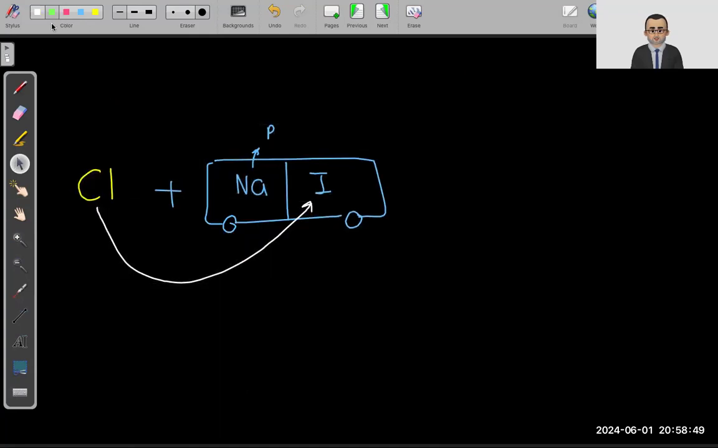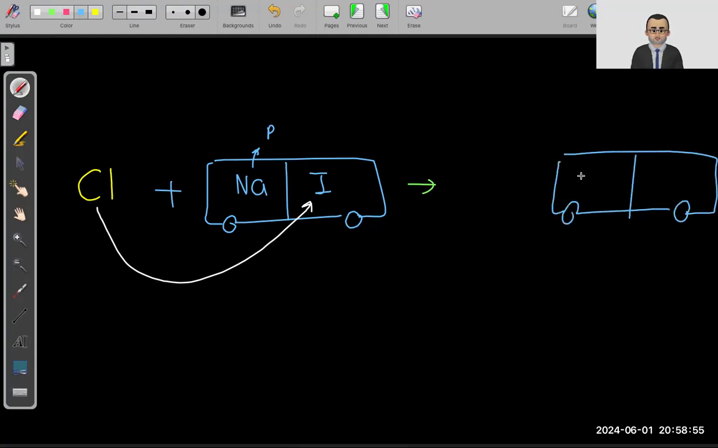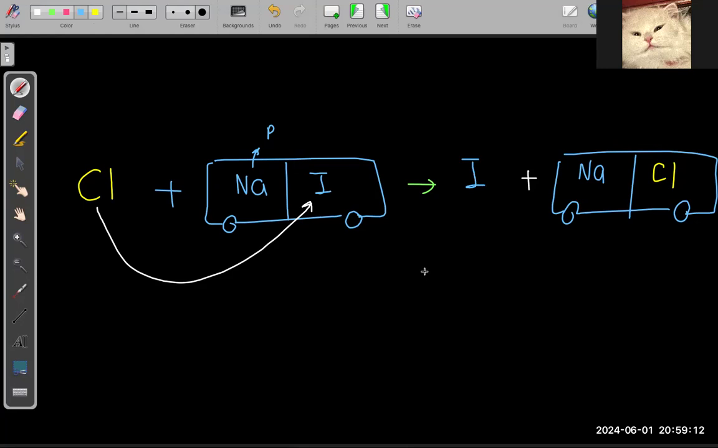So what will be the product? Now what happens is the car, the same car, the sodium is still sitting in it. As we said, the sodium does not care who is inside. But who came instead of the iodine? The chlorine came inside. And who is kicked out? Which one is kicked out? The iodine is kicked out. So the iodine is the one which is kicked out from the car. Why? Because chlorine is more active.